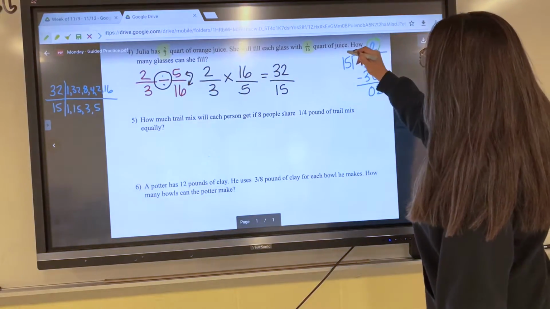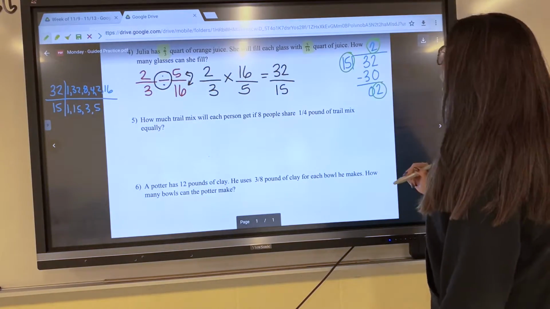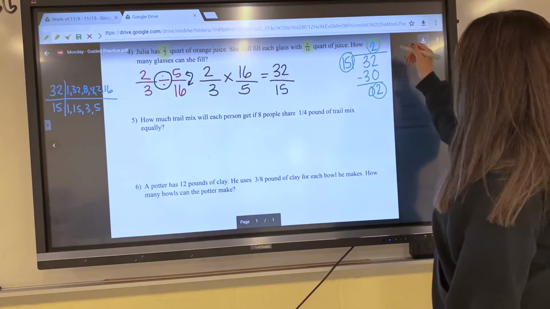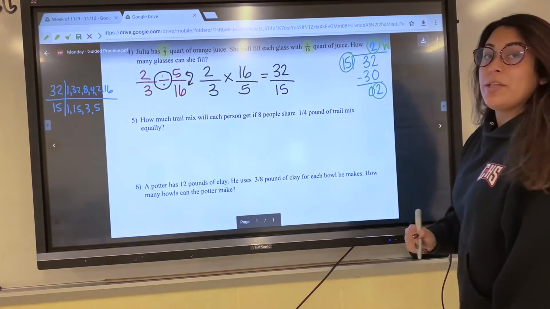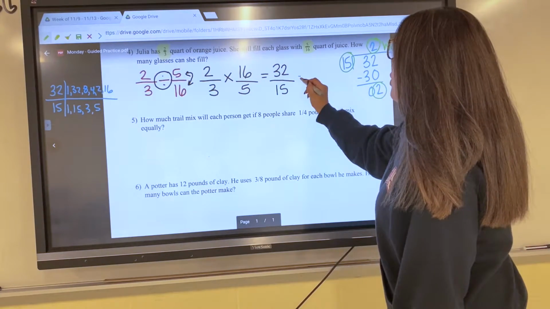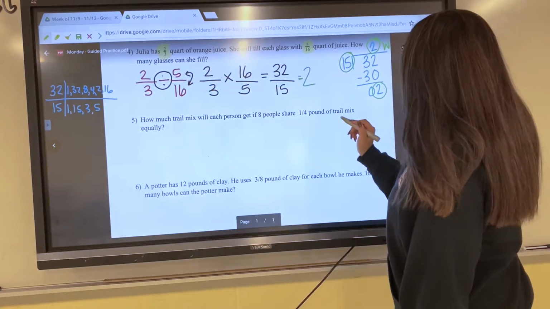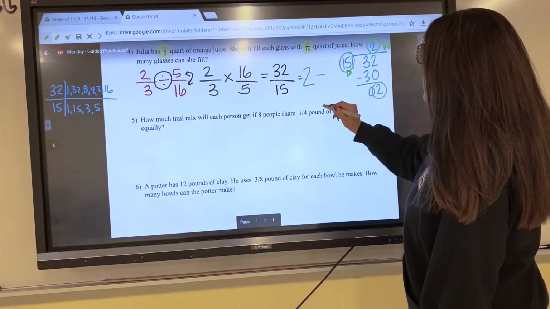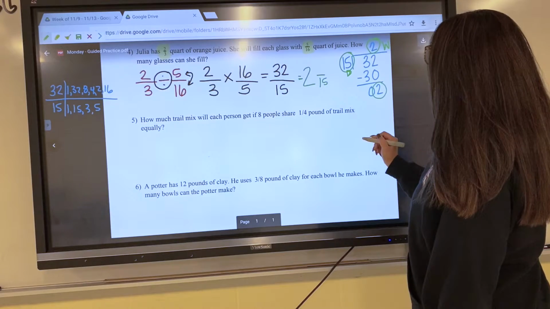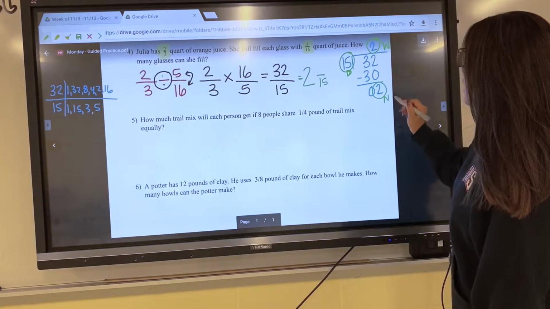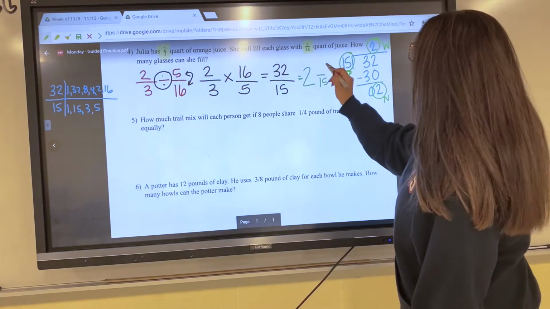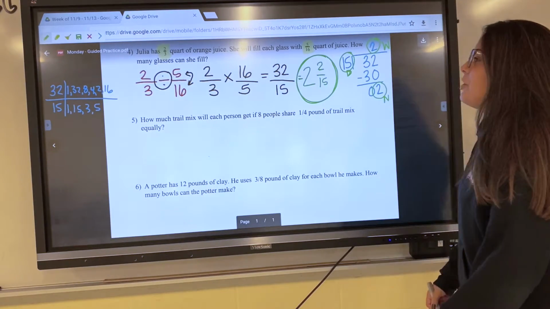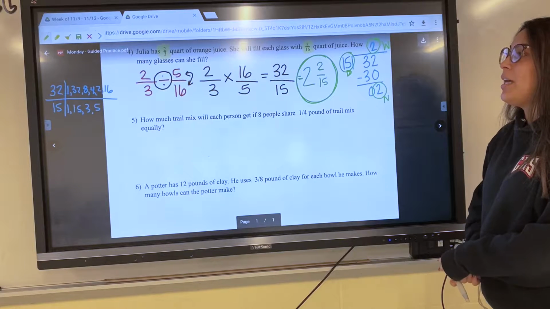Using my quotient, my divisor, and my remainder, I'm going to create my mixed number. So remember, the number at the top, or your quotient, is always going to be your whole number. So we have 2. Our divisor is always going to be our denominator. And then our remainder is always going to be our numerator. So our answer is 2 and 2/15. So that's how many glasses Julia can fill.